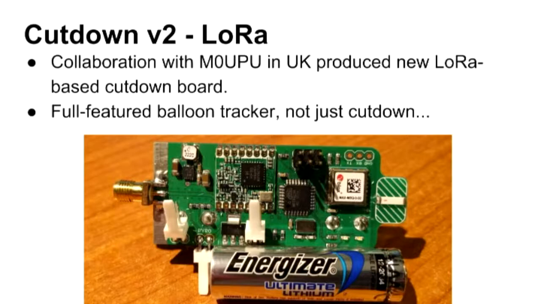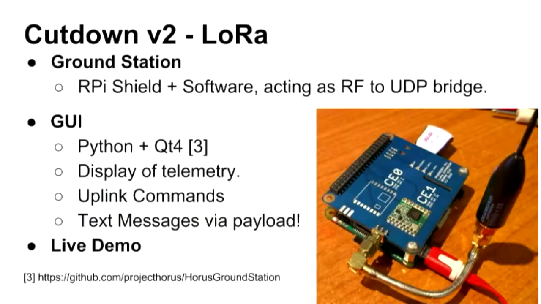So we ended up producing a new payload board. This one we decided we'll add a GPS to it because why not? And so now we have a GPS unit on our Cutdown, so we have a second telemetry payload along with the RITI one as well. And that's been working pretty well.